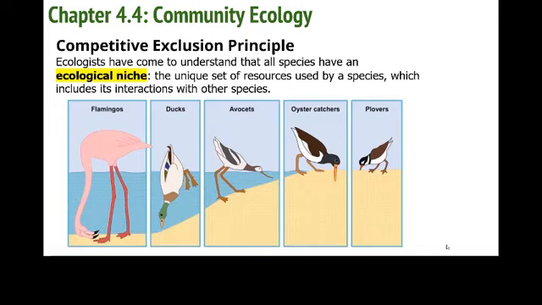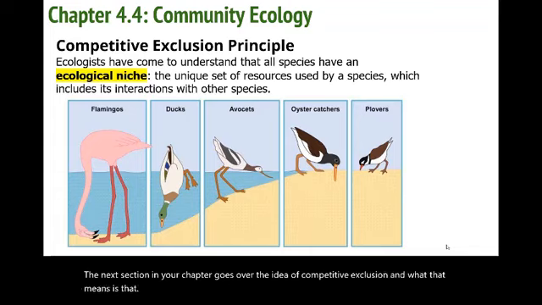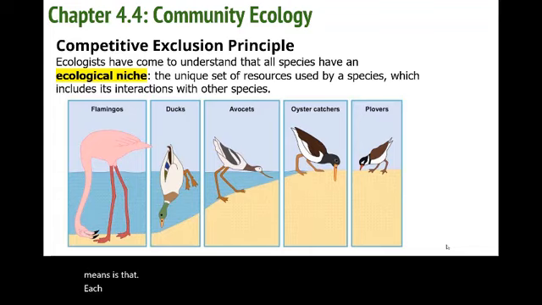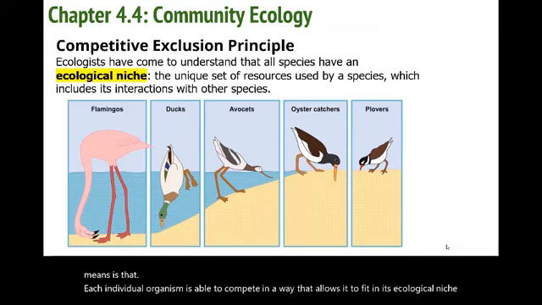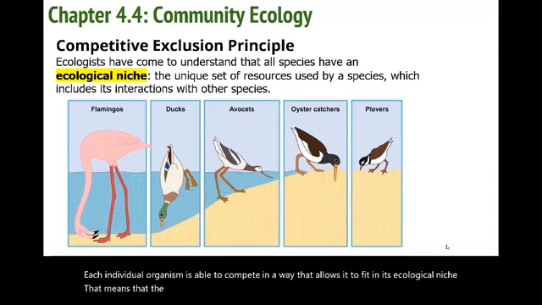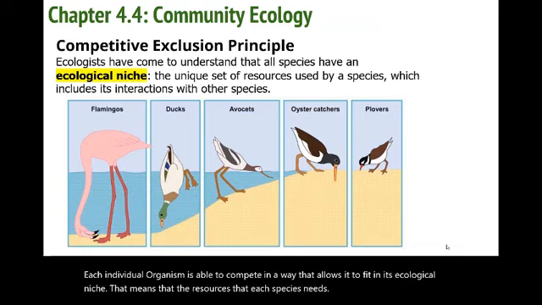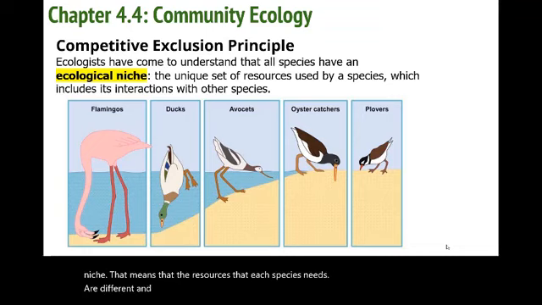The next section in your chapter goes over the idea of competitive exclusion. What that means is that each individual organism is able to compete in a way that allows it to fit in its ecological niche. That means that the resources that each species needs are different, and that allows them to compete differently in a given habitat.